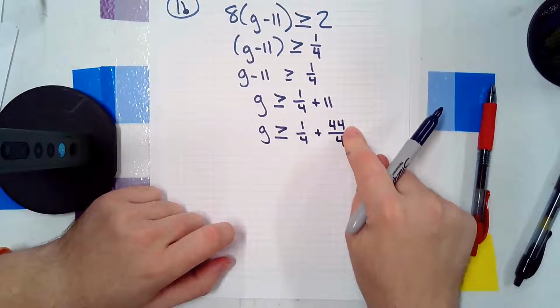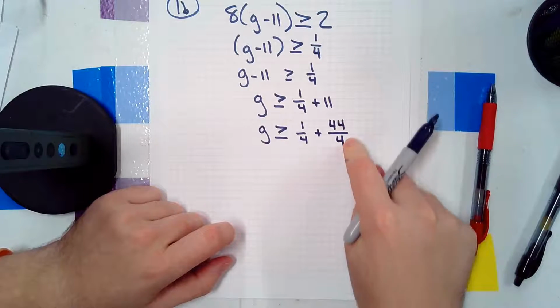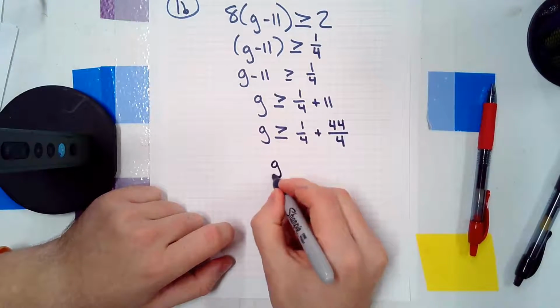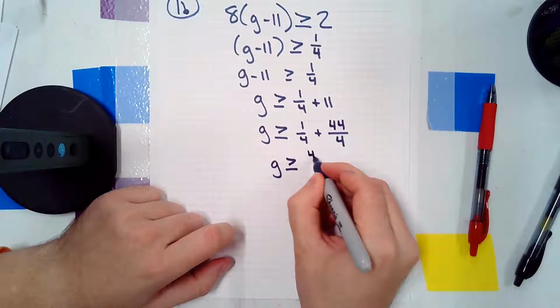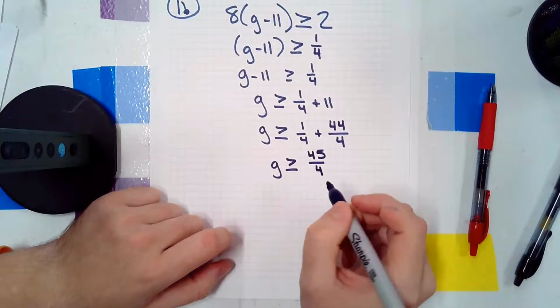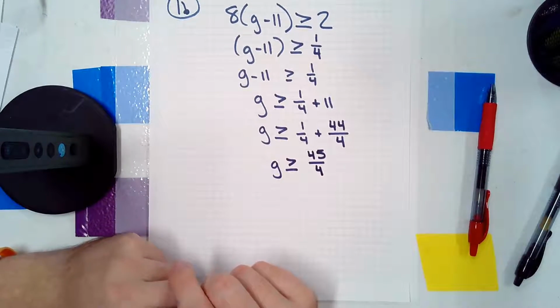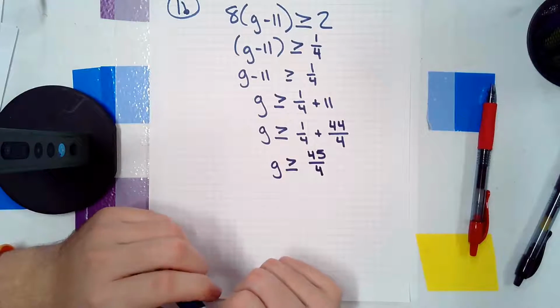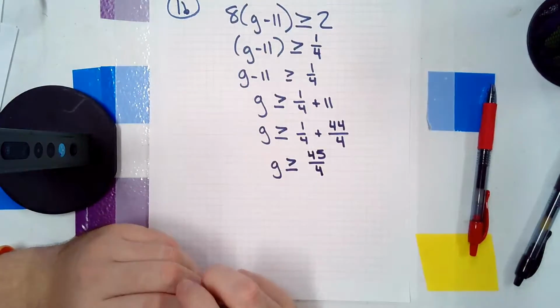How many quarters is that? Well, it's going to be 44 quarters because 44 divided by 4 is 11. Now, that means G is greater than or equal to 45 quarters. What if we multiplied and you got the same answer? It's all good.